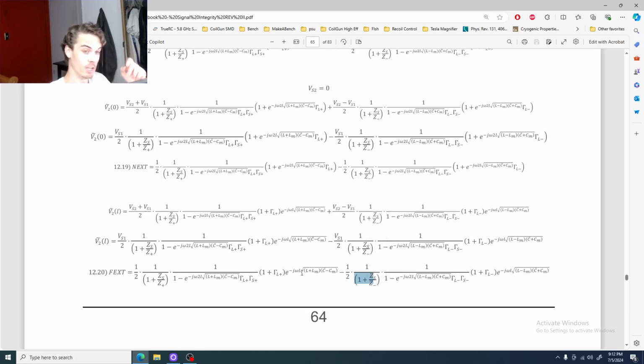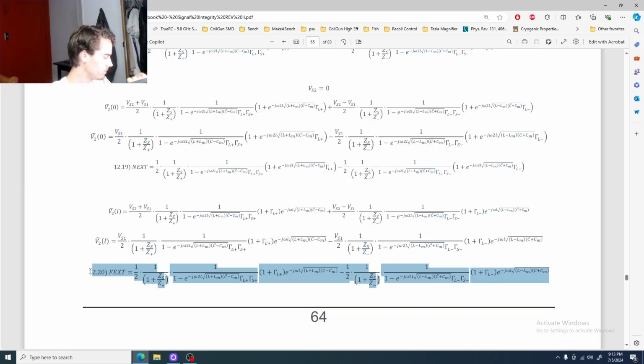If we do that and then set the load reflection coefficient to 0, we'll find the regular equations that you can find online. If we set the load reflection coefficient for far end crosstalk to 1, this term right here will go to 2 instead of 1, and this term right here will go to 2 instead of 1. So we can double the far end crosstalk for a load reflection coefficient of 0 to get the far end crosstalk for a load reflection coefficient of 1.